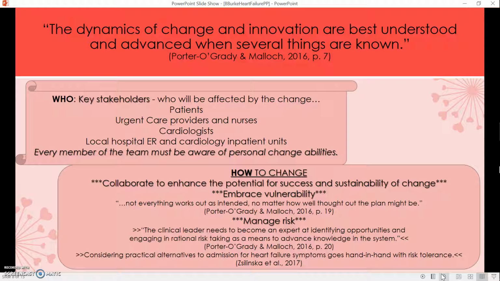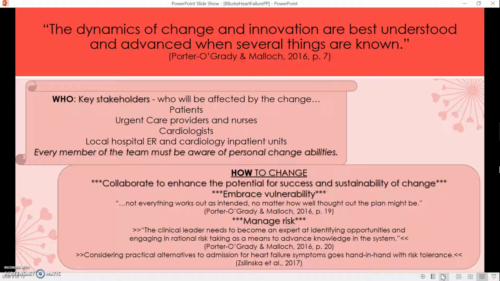Changing the way of thinking to outpatient diuresis is challenging. The dynamics of change and innovation are best understood and advanced when several things are known. We want to know who will be affected by the change. Patients will be affected in the potential for avoiding hospitalization.